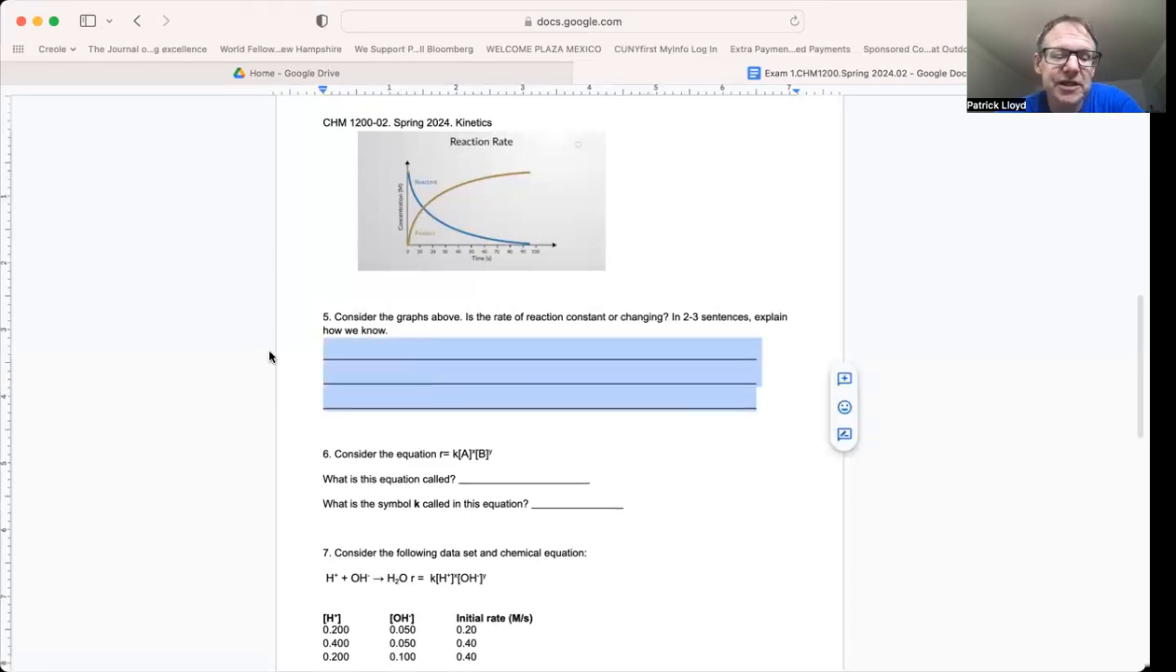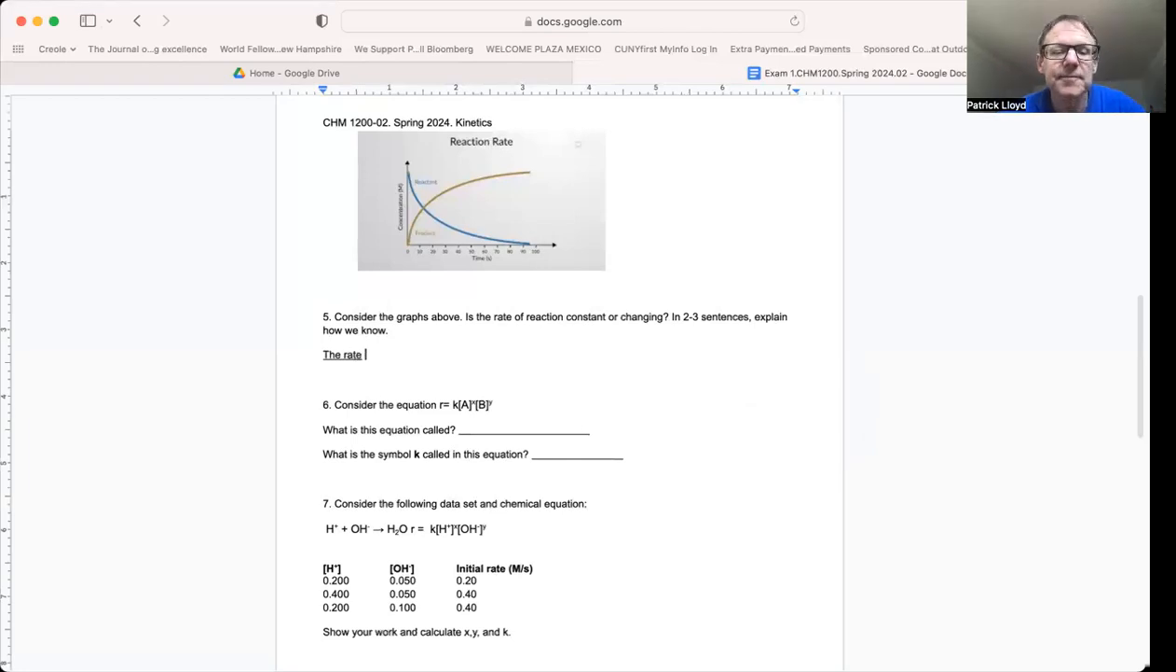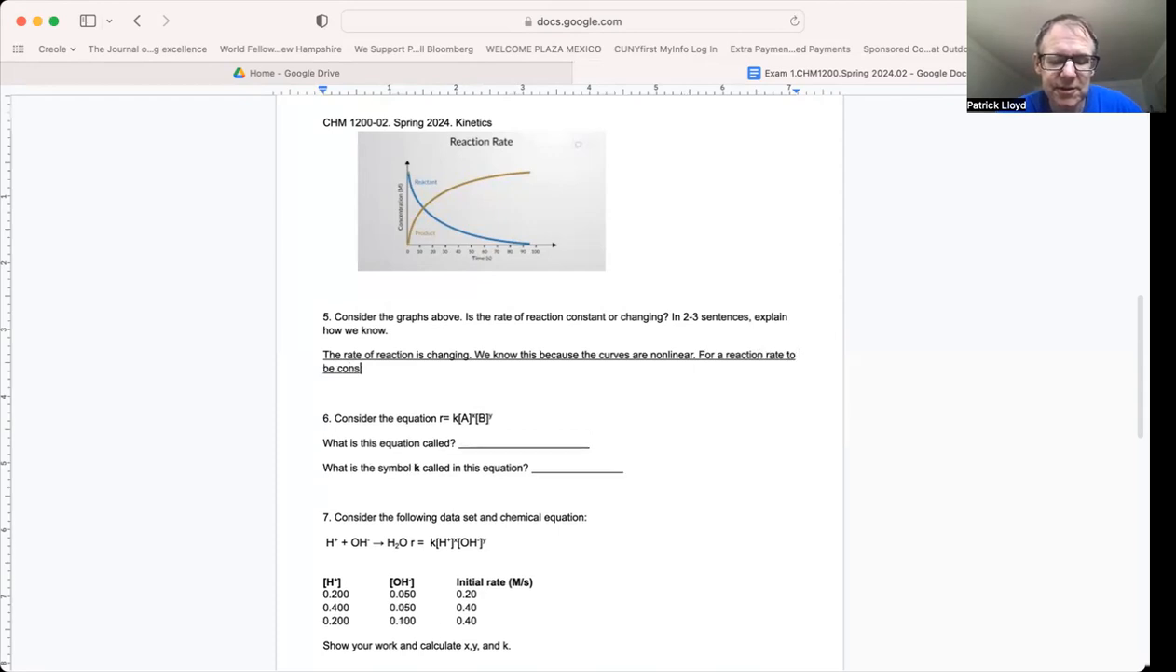So for this one, we would say the rate of reaction is changing. So we'll state that, then we'll say why. We know this because the curves are nonlinear. For a reaction rate to be constant, the decay or increase in product concentration must be linear.